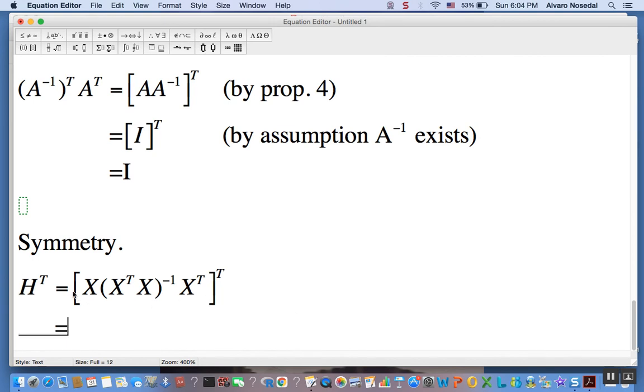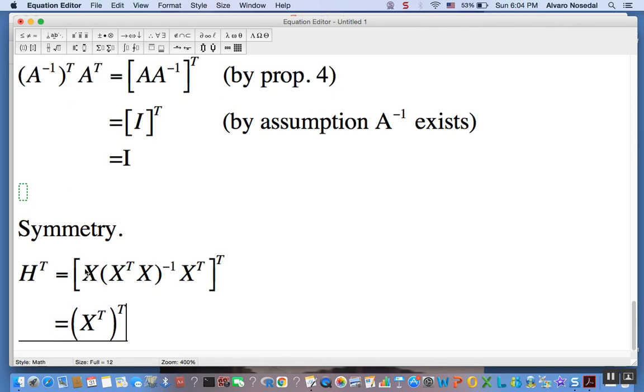So here we go. This would be the same as, let me write it down like this, X transpose transpose times this transpose. You guys agree? Yeah? Okay. So here we go.